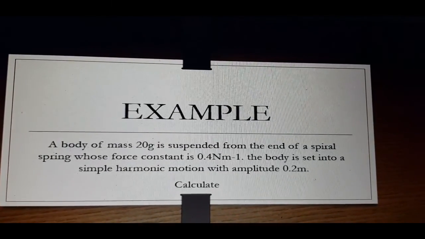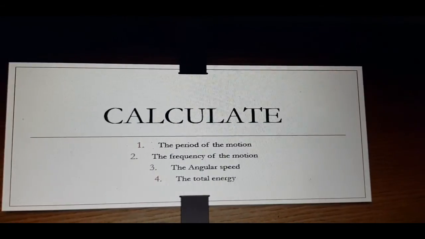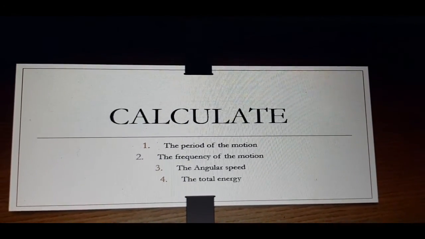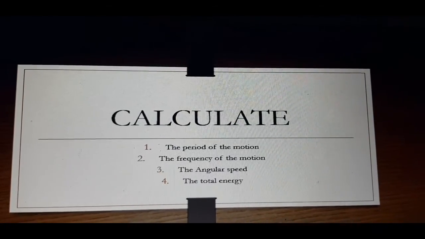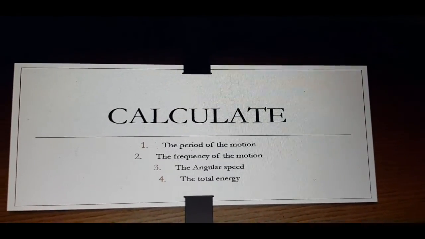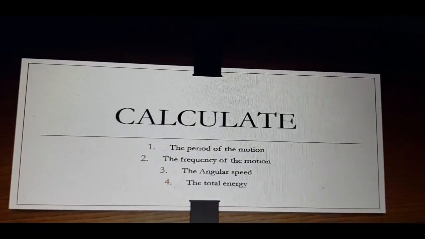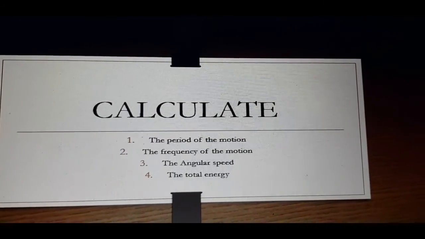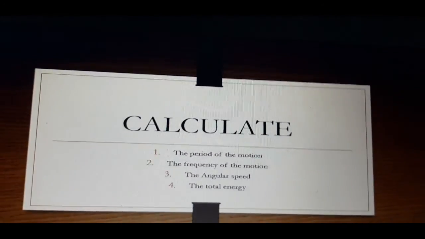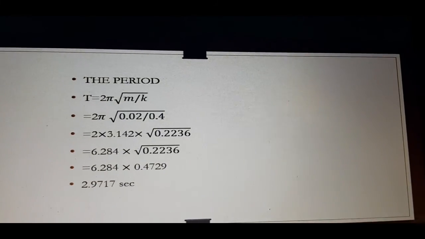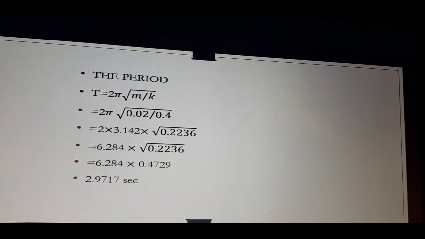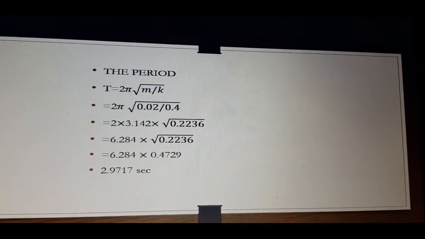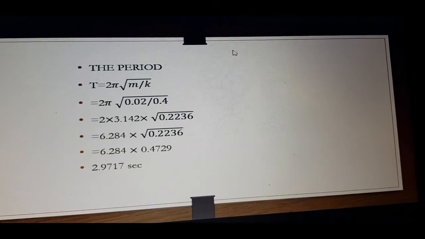So we are asked to calculate the period of the motion, the frequency of the motion, then the angular speed and the total energy. So let us see, class. This is the period. If you remember, I gave you the formula used to calculate period. So this is the period.